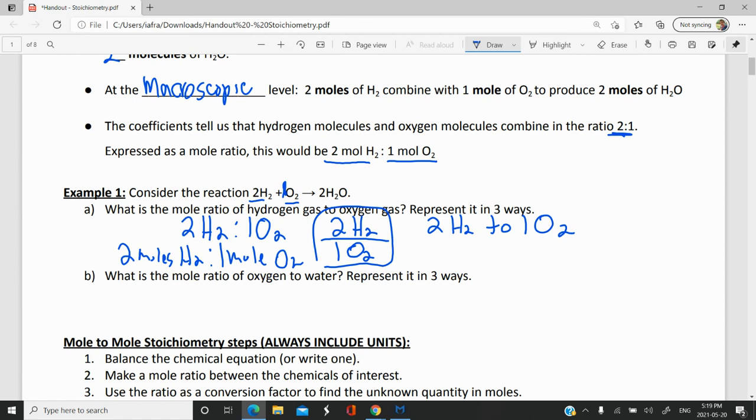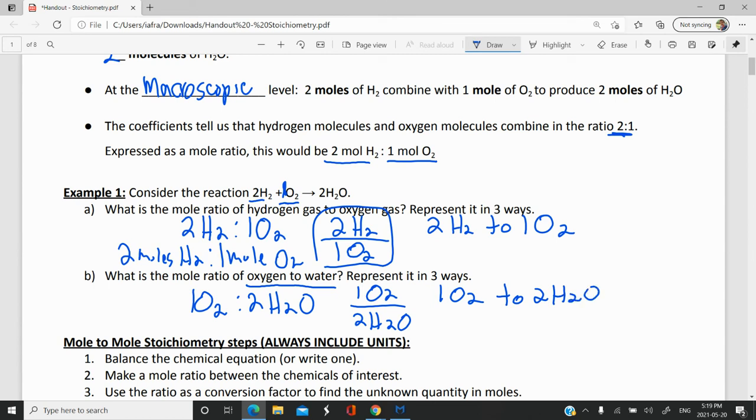Let's do, what is a ratio of oxygen to water? So we're asking for oxygen to water. And so we have 1 molecule or mole of O2 for every 2 molecules or moles of H2O. And likewise, you could do 1 O2 for every 2 H2O, or you could do 1 O2 to 2 H2O. Again, we typically use a fraction form to solve many problems.